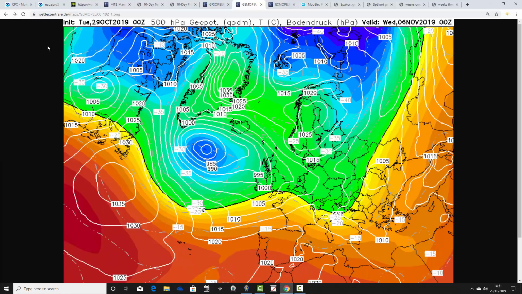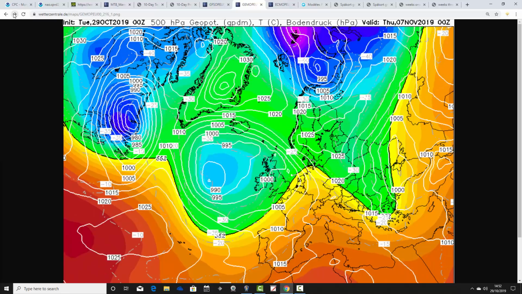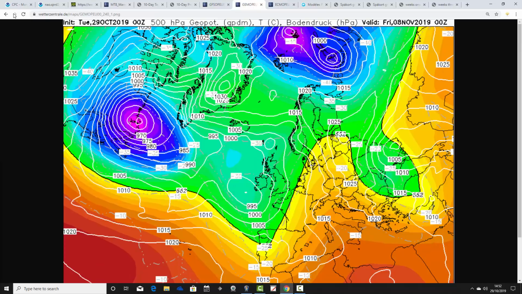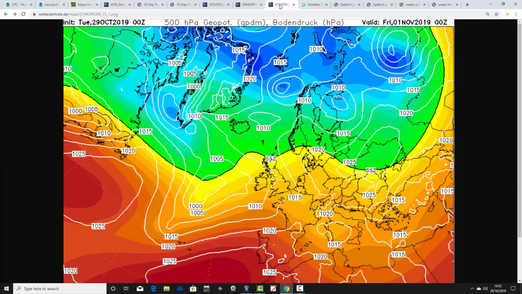We just keep these trains of low pressure rattling in from off the Atlantic with the GEM as we go up to day 10. There's no change. Low pressure is still well and truly in control of the weather pattern up to day 10, which is Friday the 8th of November, bringing further bouts of wet weather, particularly to more southern and western parts of the country.